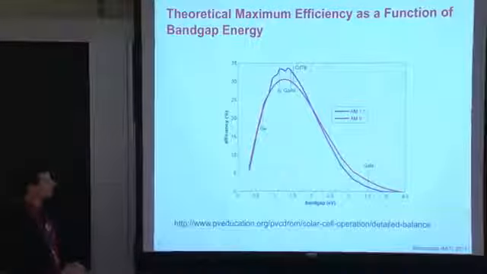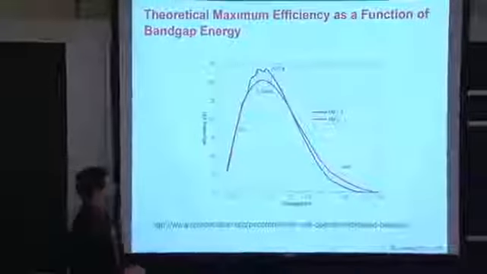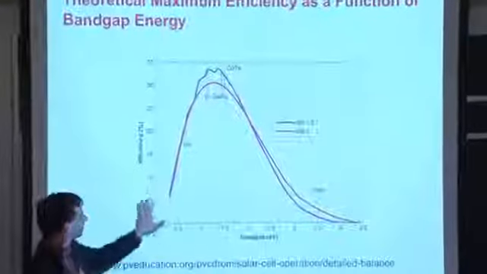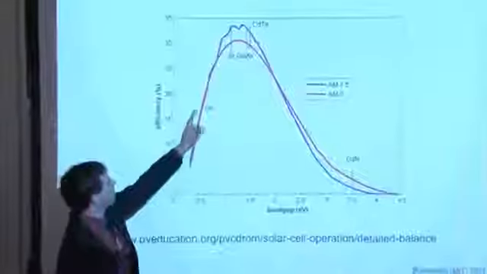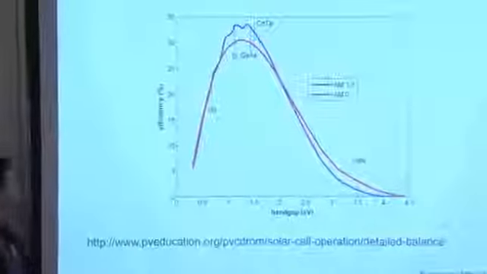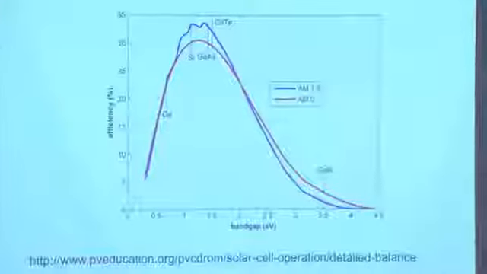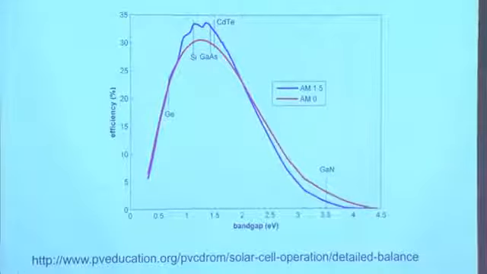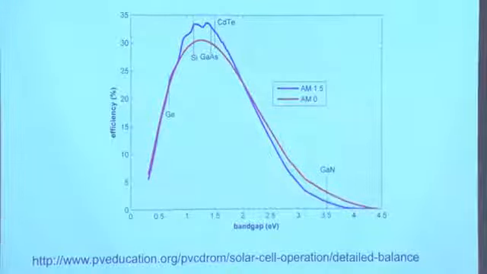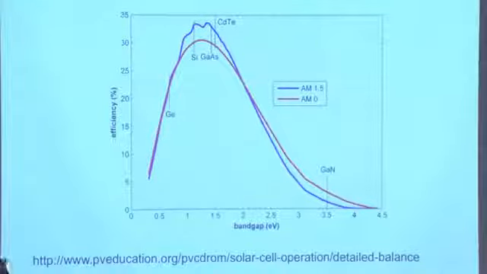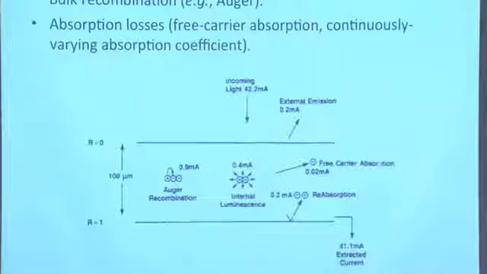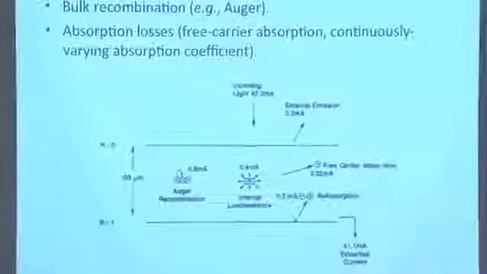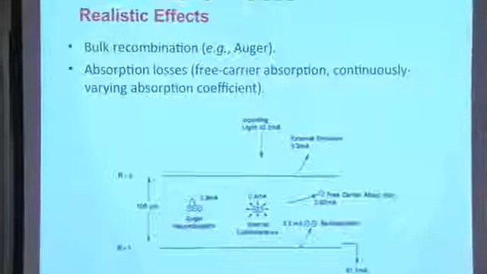Here is the calculation of the detailed balance limit for AM0 and AM1.5 as a function of band gap coming from the PV-CD-ROM. And you can see how silicon and gallium arsenide are pretty close to the theoretical maximum efficiency for a single band gap semiconductor material. So this curve right here, again, is just representing a single band gap material. So let's take it from here and venture forward into some more realistic performance reduction effects.